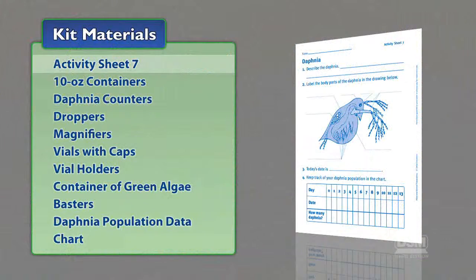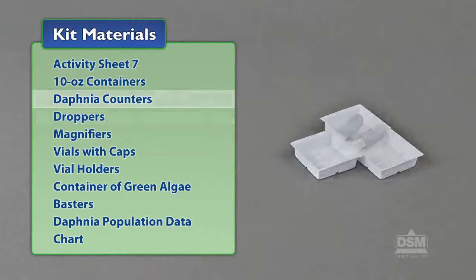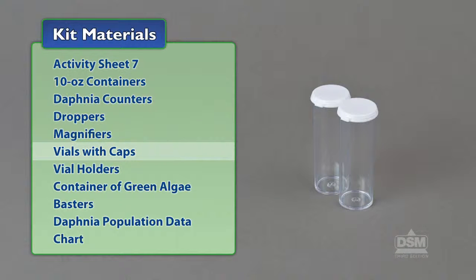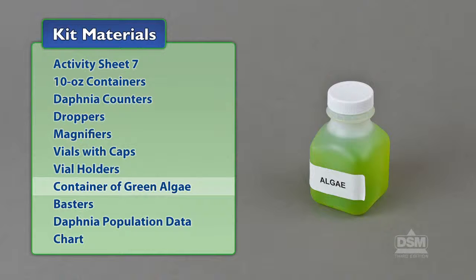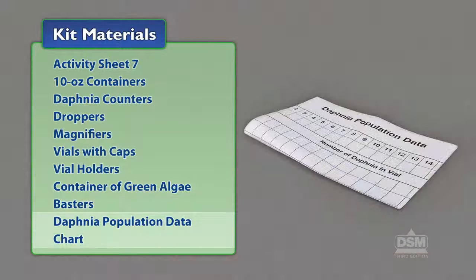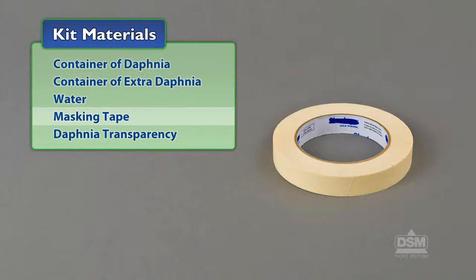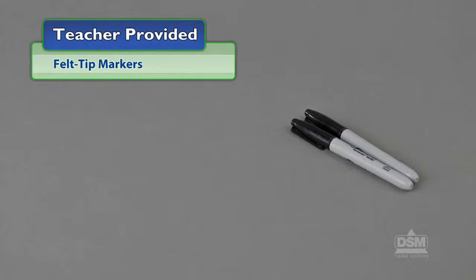Activity Sheet 7, 10-ounce containers, Daphnia counters, droppers, magnifiers, vials with cap, vial holders, container of green algae, basters, Daphnia population data chart, container of Daphnia, container of extra Daphnia water, masking tape, and Daphnia transparency. You will also need to provide felt tip markers.